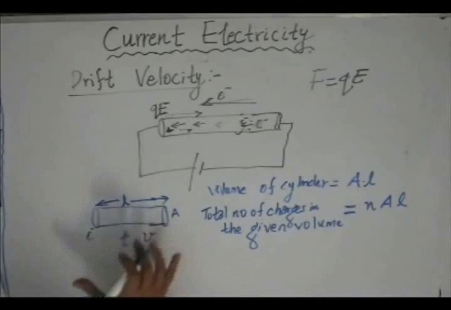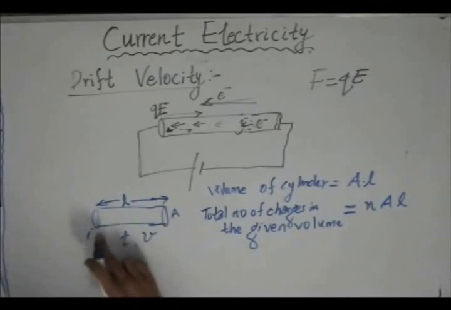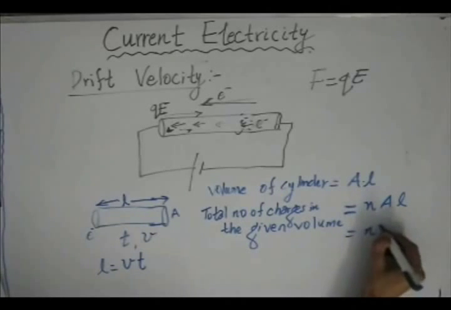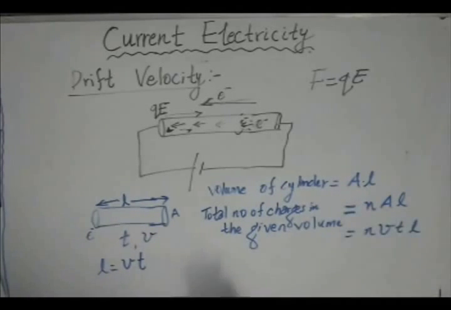Now from this diagram we can observe that the electron is traveling a distance of L with a drift velocity v in a time interval t. So we can say that the length of the conductor is the same as v into t. If we substitute it here, we get nAvt. This indicates the total number of electrons in the given volume. The number of electrons when multiplied by the actual charge on each particle gives the total charge on the entire cylinder.